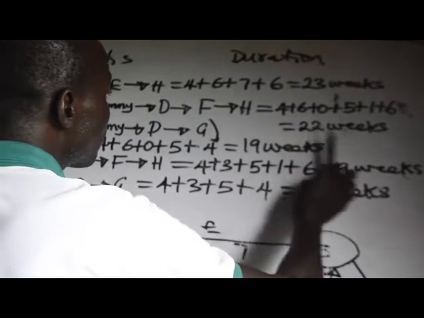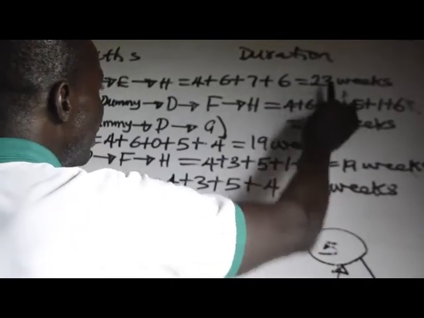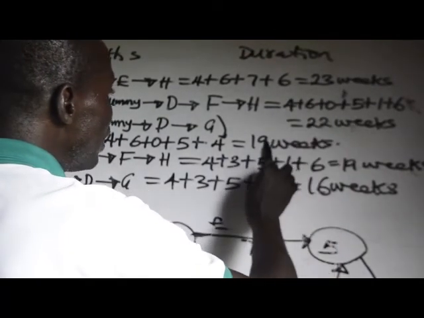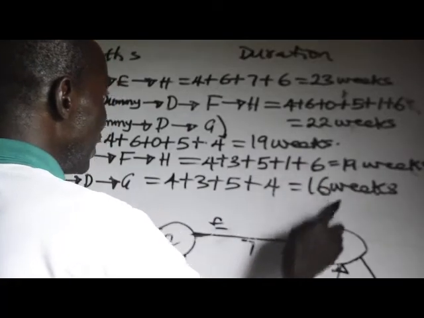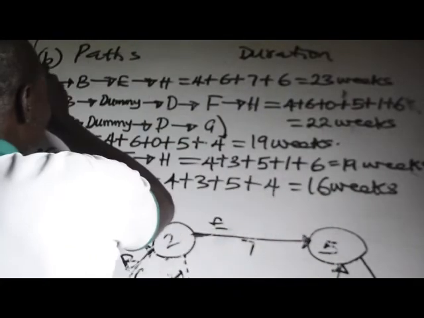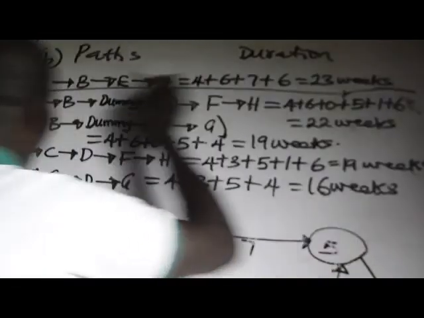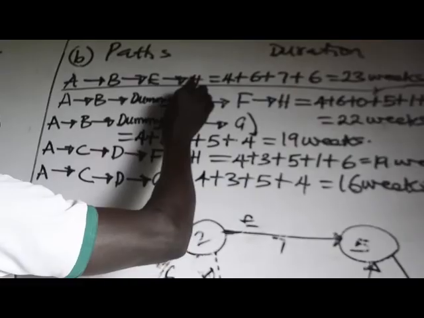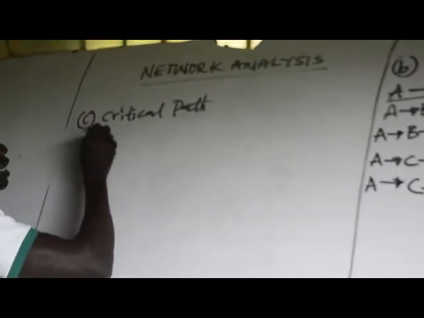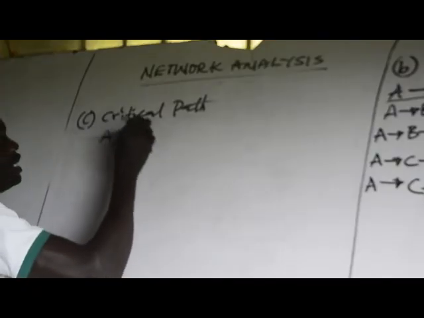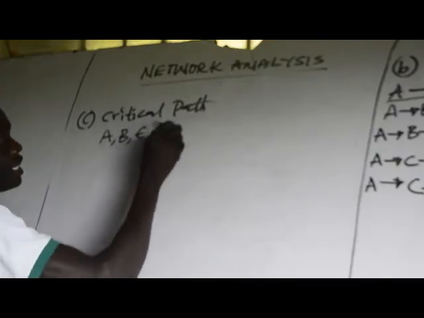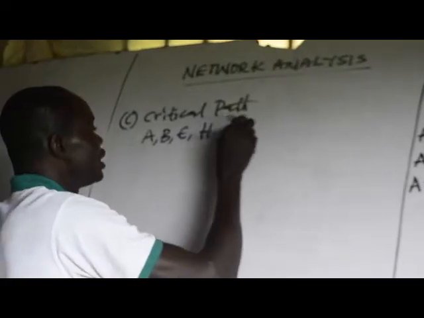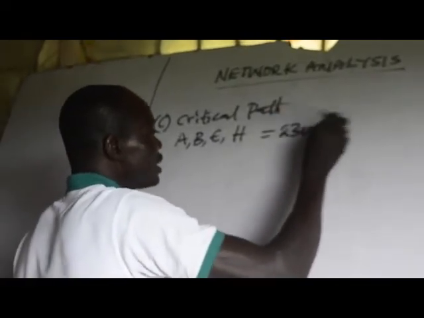Now, let's check our durations. We have 23 weeks, 22 weeks, 19 weeks, 19 weeks, and 16 weeks. The longest duration is 23 weeks. So this is the critical part: A, B, E, H. And the duration is 23 weeks.